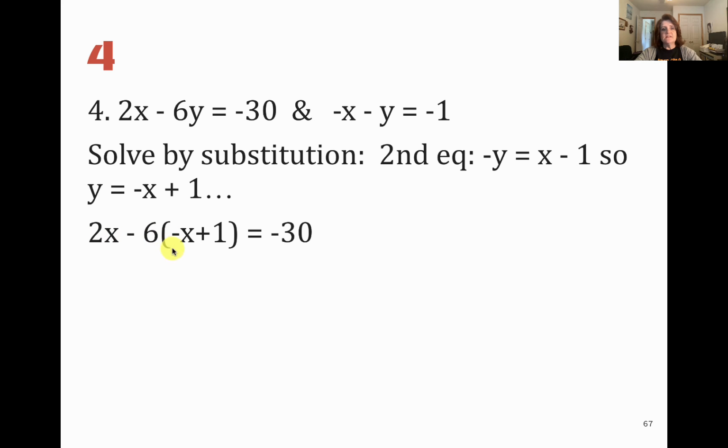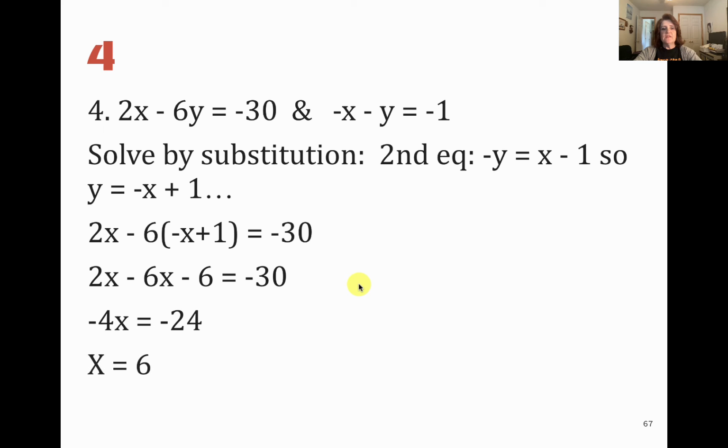2x minus 6 times negative x plus 1 is equal to negative 30. Distribute the negative 6. When you combine like terms and add 6 to the other side, you get negative 4x is equal to negative 24, so that x is a positive 6. If x is a positive 6, go back to the equation that you rewrote, or either of the first equations. y is equal to negative 6 plus 1, so y is negative 5. And you have the point 6, negative 5.